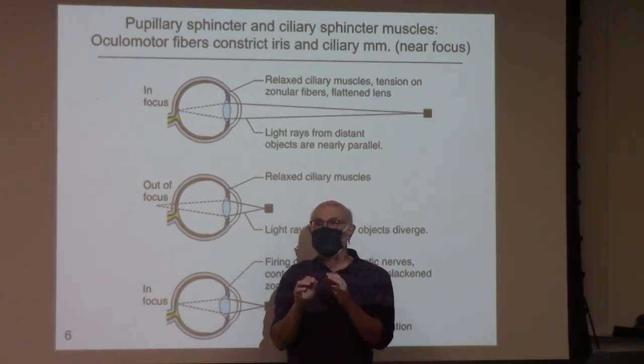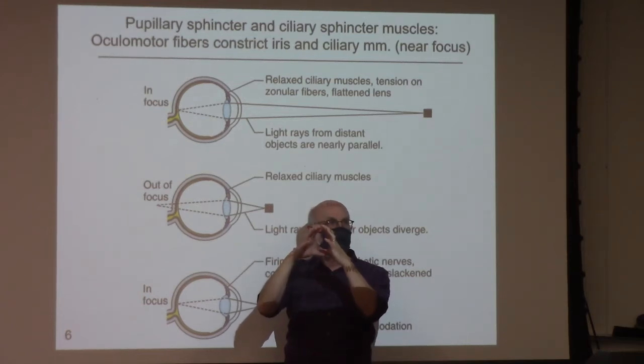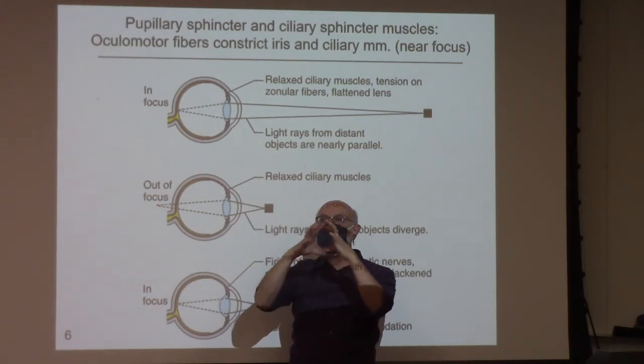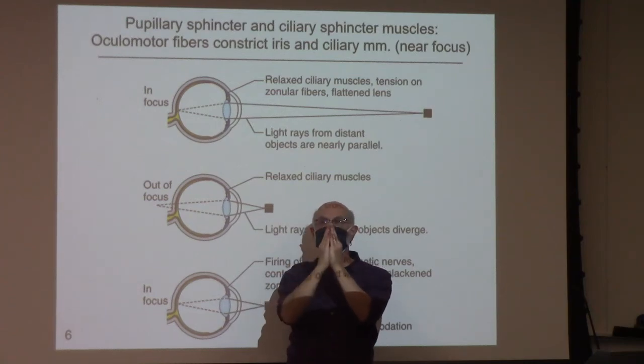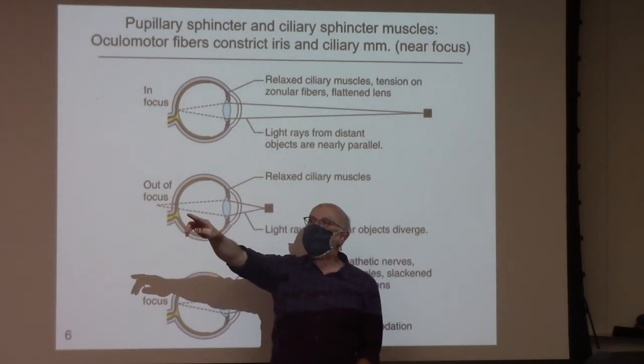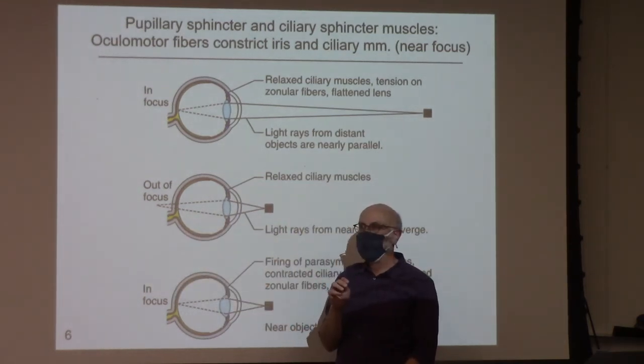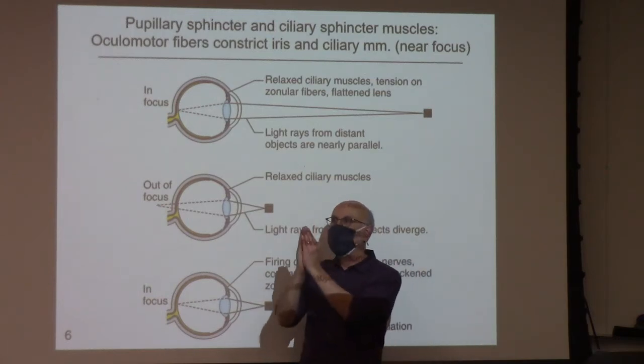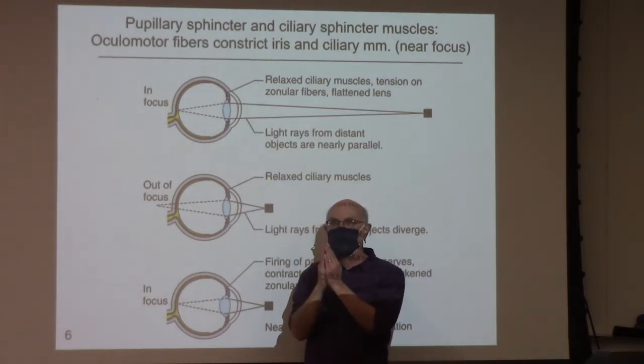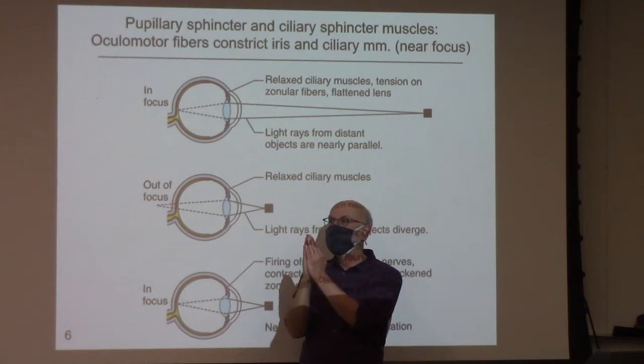Scratch that. Relaxation of the ciliary body puts tension on the fibers and makes the lens flat. So when I'm focusing on a distance object, I'm relaxing my ciliary body and putting tension on the fibers, pulling the lens flat.